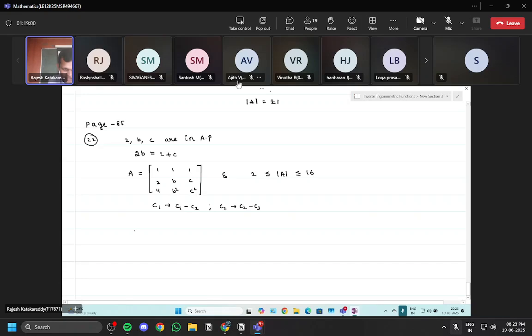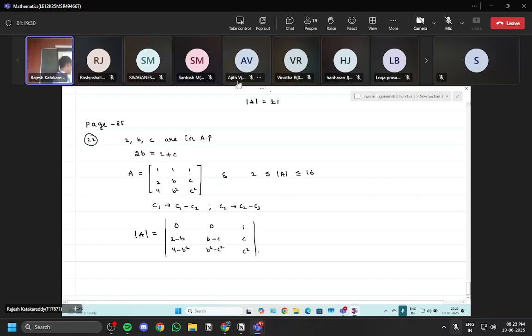So determinant of A equals: there is a change in column 1, 1 minus 1 is 0, then it will be 2 minus b, after that 4 minus b square. There is a change in column 2, 1 minus 1 is 0, this is b minus c, b square minus c square. Then it is 1, c, c square. Hope everybody understood this transformation.